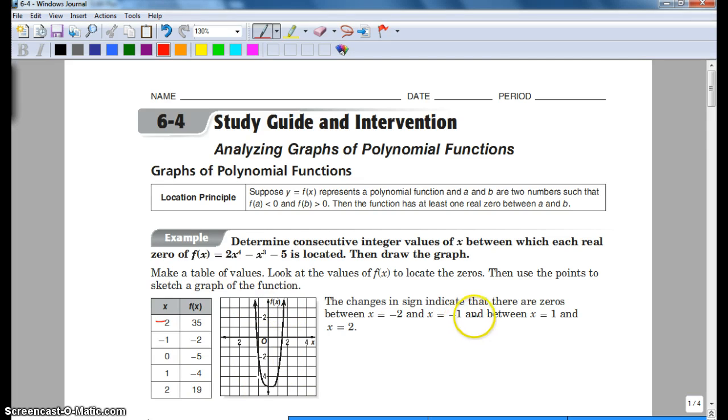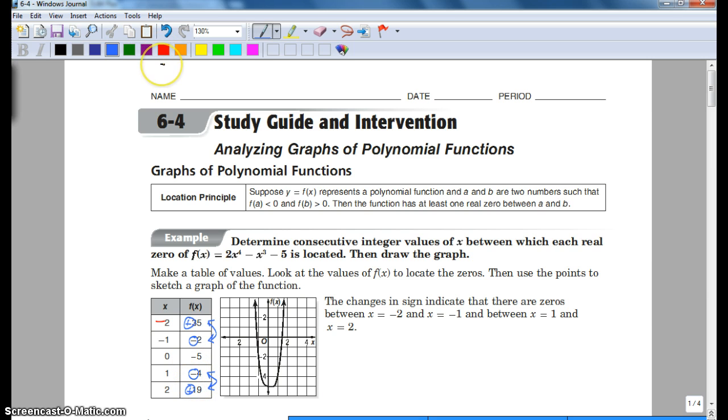The changes in sign indicate that there are zeros between negative 2 and negative 1, and between 1 and 2. And let me point out that sign change, particularly with the y value sign change, as we see the difference in the two values here. One is positive and one is negative.